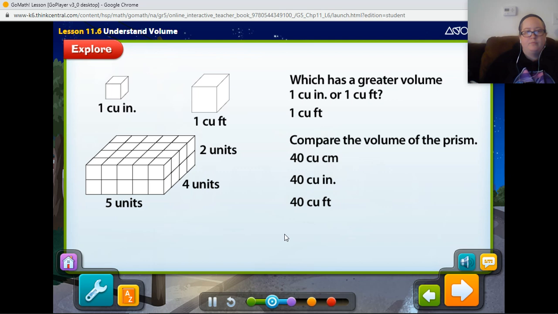Although each unit may contain the same number of unit cubes, the volume of the prism depends on the size of the cubic unit. Would a volume of 40 cubic feet be greater than, less than, or equal to a volume of 40 cubic inches? Cubic feet are larger than cubic inches, so it's going to be greater than. A volume of 40 cubic feet is greater than a volume of 40 cubic inches.